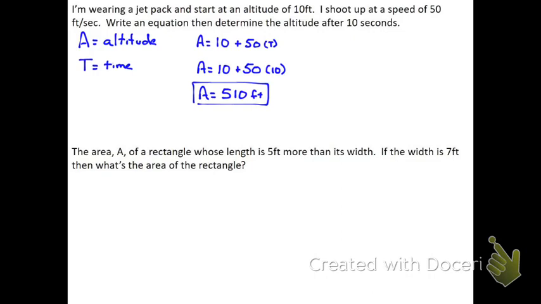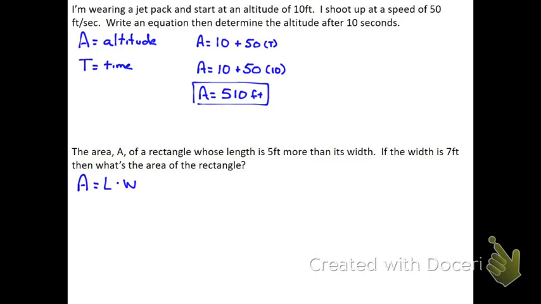Next equation. Flip over your notes. The area A of a rectangle whose length is 5 more than its width. If the width is 7, then what is the area of the rectangle? So there's a couple things that we need to first figure out. Area of a rectangle is length times width.